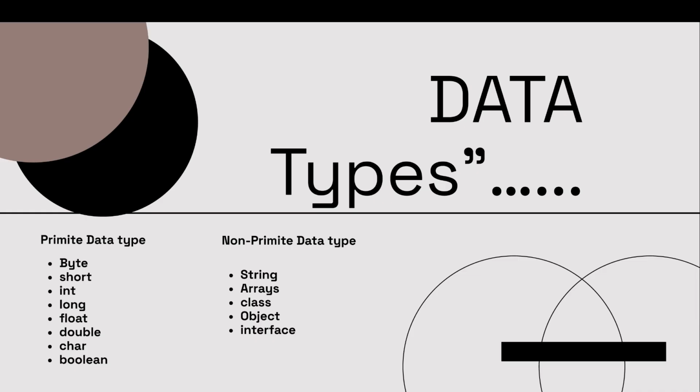Next we learn non-primitive data types: strings, arrays, class, objects, interfaces. Strings are a sequence of characters. In Java, String is a class, not a primitive, but it behaves like a special type and is immutable. Once created, you can't change it. You need to append it to a new string, but you can't change it.